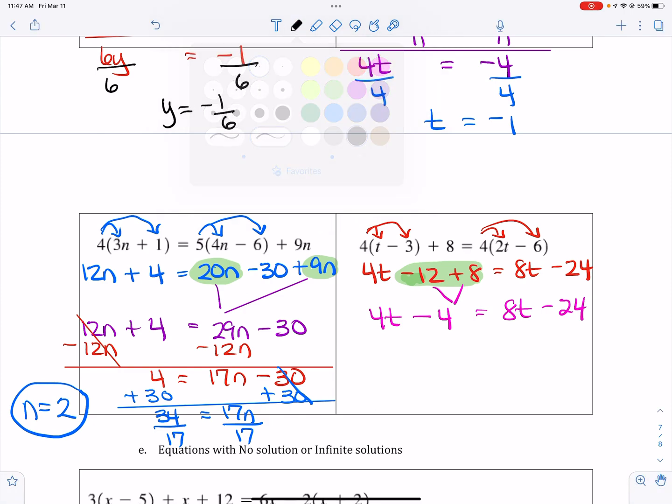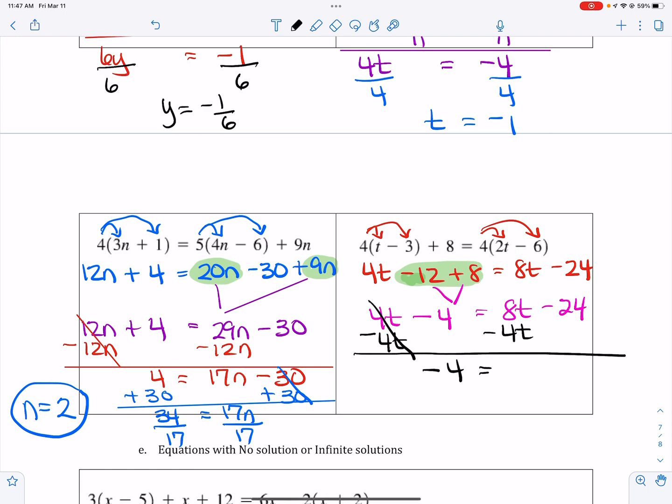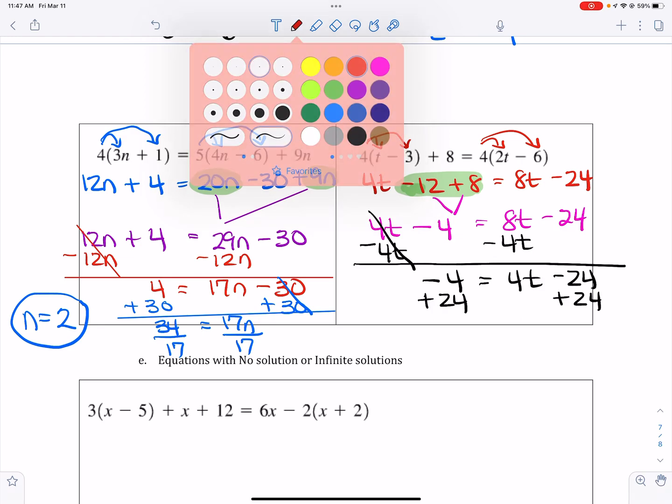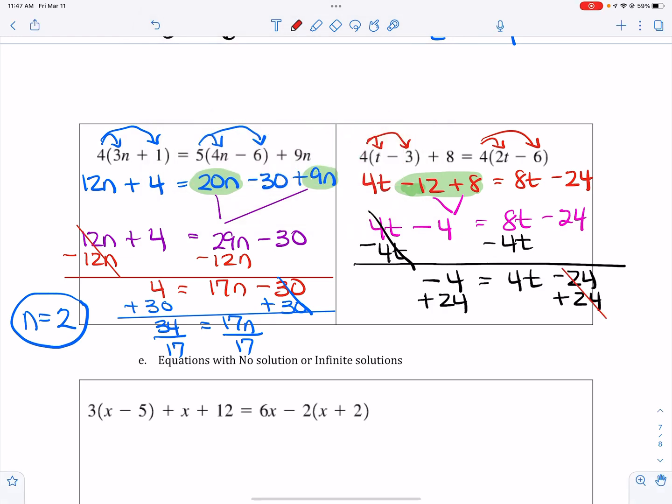I'm going to move the 4t over to the right by subtracting. Do not forget to bring that negative sign down in front of the 4. And then I'm going to add 24 to both sides. And that goes away. That gives me positive 20 equals 4t, and I divide by 4, and so t is equal to 5.